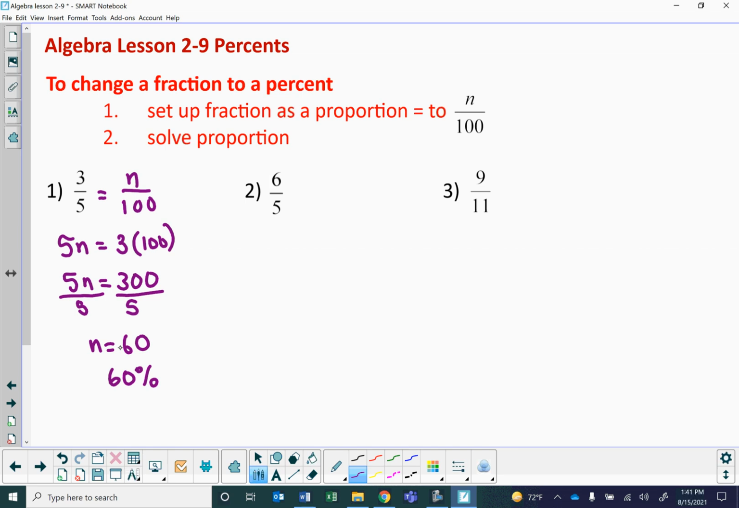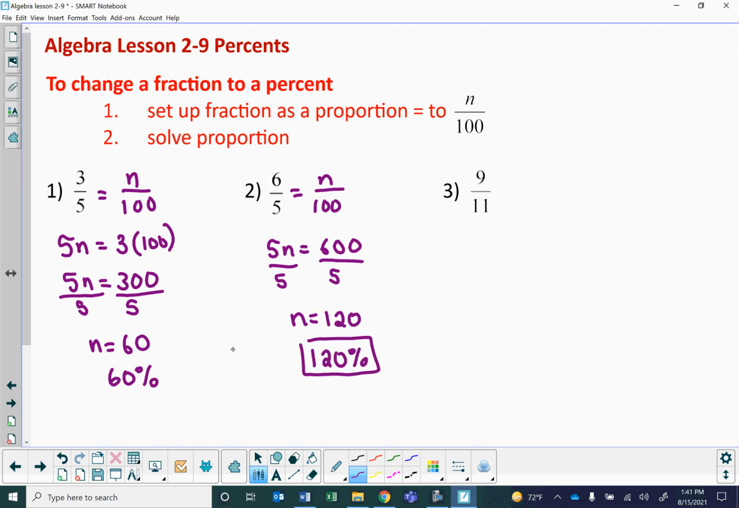6/5. Well, I know this is going to be over 100 because 6/5 is an improper fraction. So I know I should be over 100% when I'm done with this. So set it up to equal n over 100. So 5n is going to equal 600 this time. Divide by 5, divide by 5. So n is going to equal 120. So this is 120%. Which makes sense because I said it should be over 100, which it is.